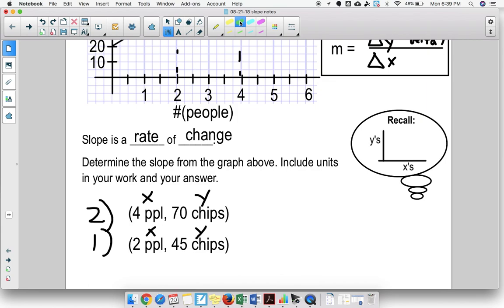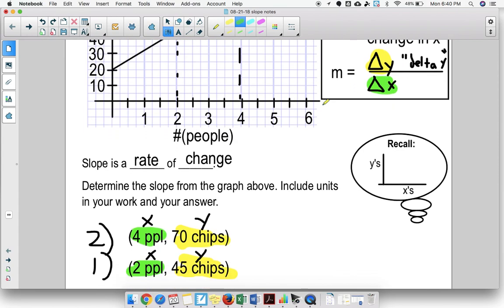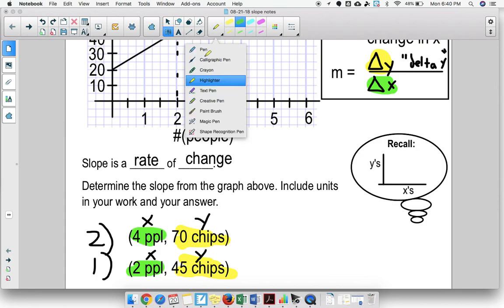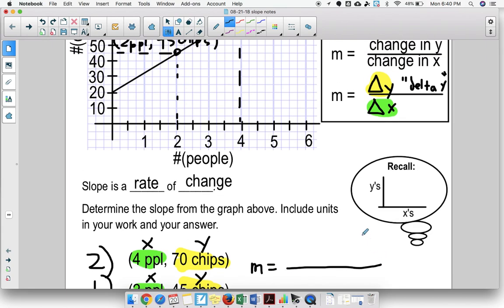All right, so I'm going to highlight the X's in one color with the unit. These are my X's. I'll do the Y's in another color. And notice up here, see how the Y's are in yellow and the X's are in green. All right, so that's how we're going to set this up. I'm going to say M equals, M is the abbreviation for slope. Okay, and let's look back at our formula.